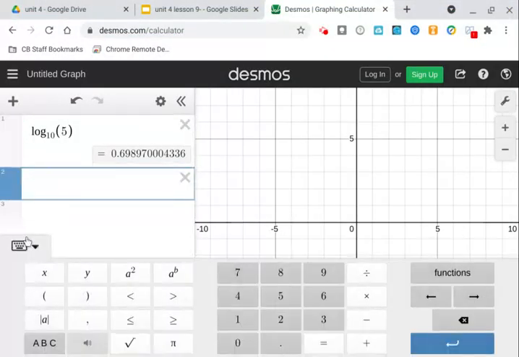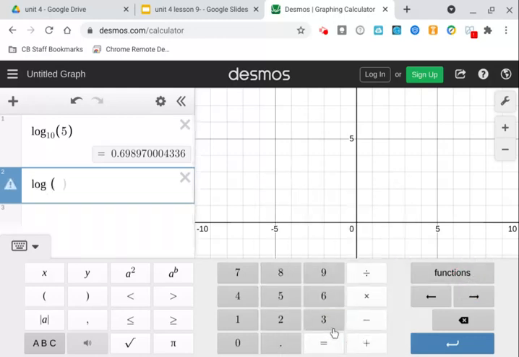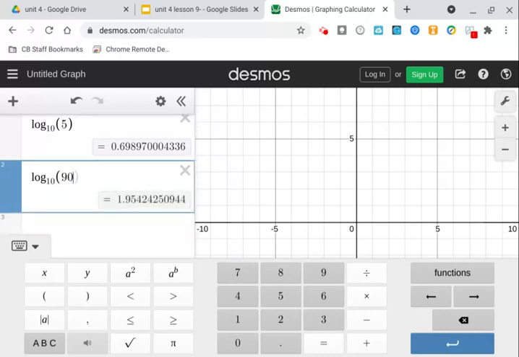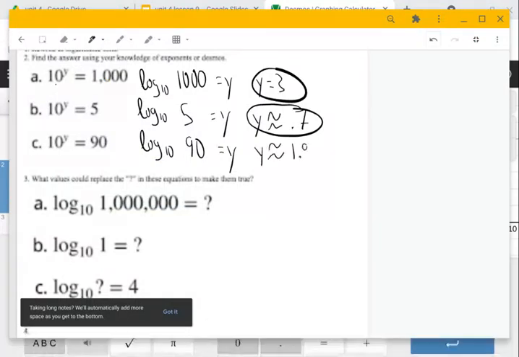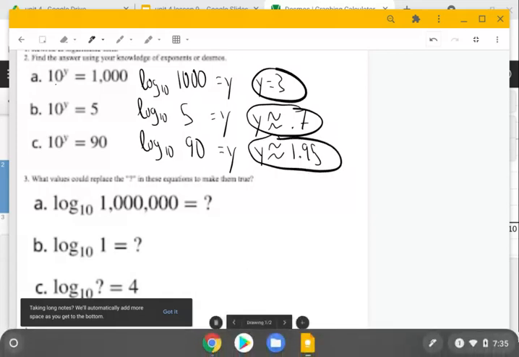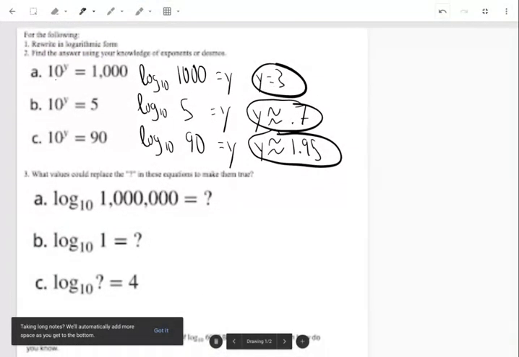So again, we go keypad, functions, miscellaneous, log base A. So we want log base 10 of 90. And that's going to be approximately 1.95, we'll say. y is going to be approximately 1.95, which is obviously between 1 and 2. All right, so that is it for 1. That is also how you can calculate logarithms in Desmos.